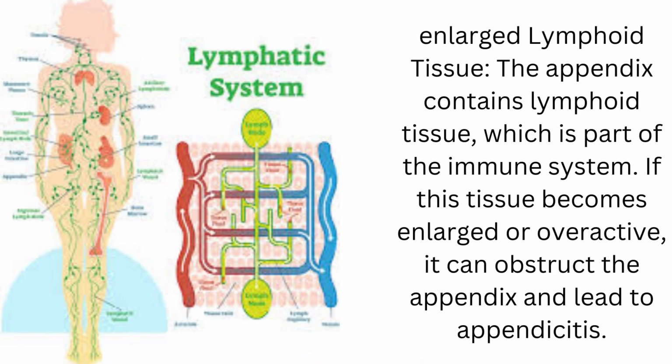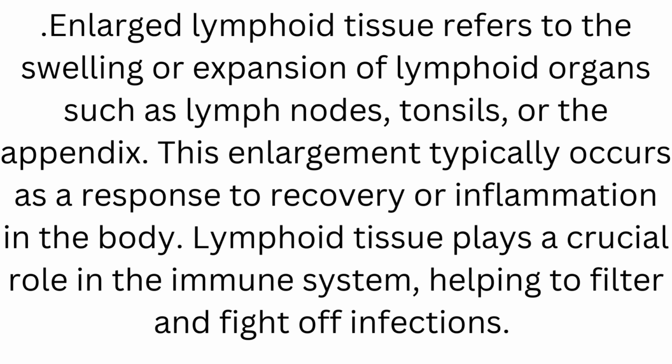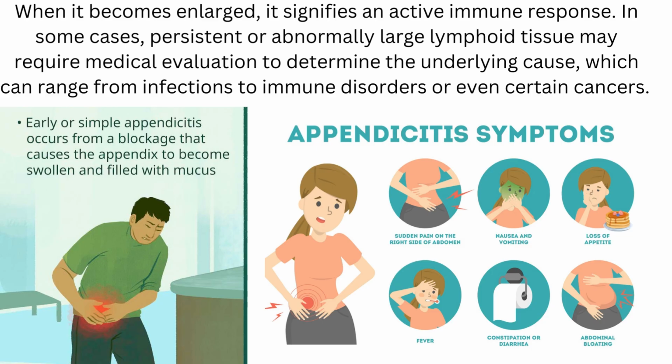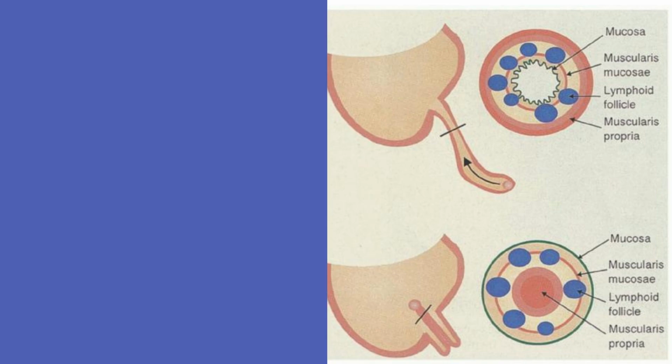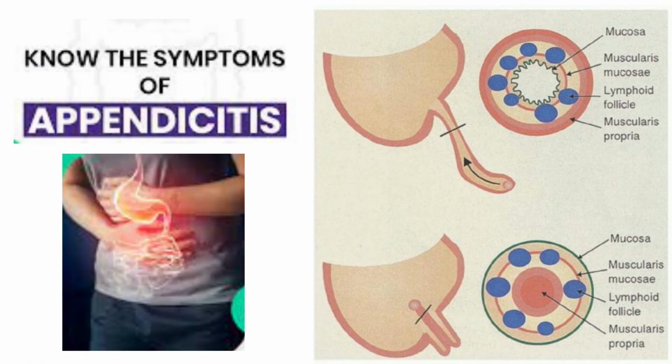Enlarged lymphoid tissue. The appendix contains lymphoid tissue, which is part of the immune system. If this tissue becomes enlarged or overactive, it can obstruct the appendix and lead to appendicitis. Enlarged lymphoid tissue refers to the swelling or expansion of lymphoid organs such as lymph nodes, tonsils, or the appendix. This enlargement typically occurs as a response to infection or inflammation in the body. Lymphoid tissue plays a crucial role in the immune system, helping to filter and fight off infections. When it becomes enlarged, it signifies an active immune response.